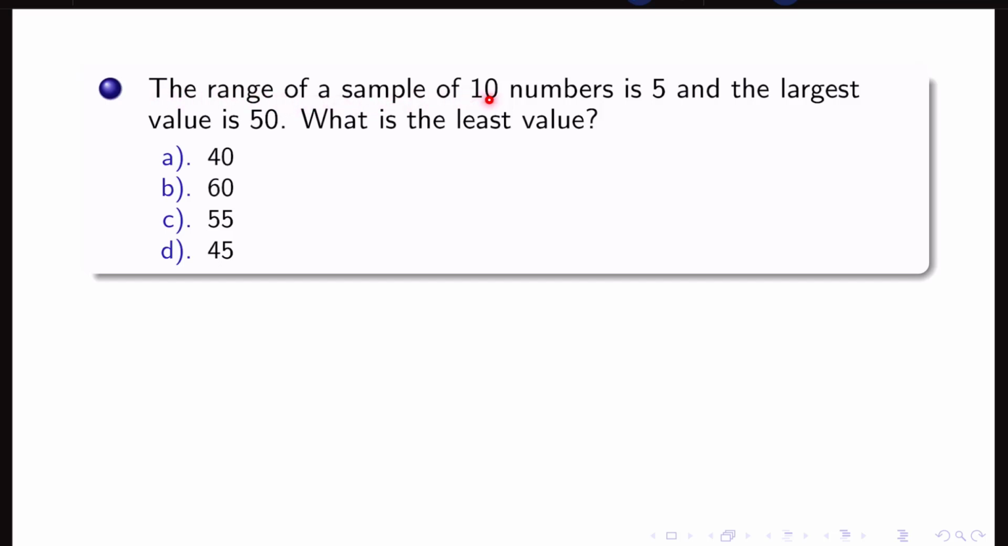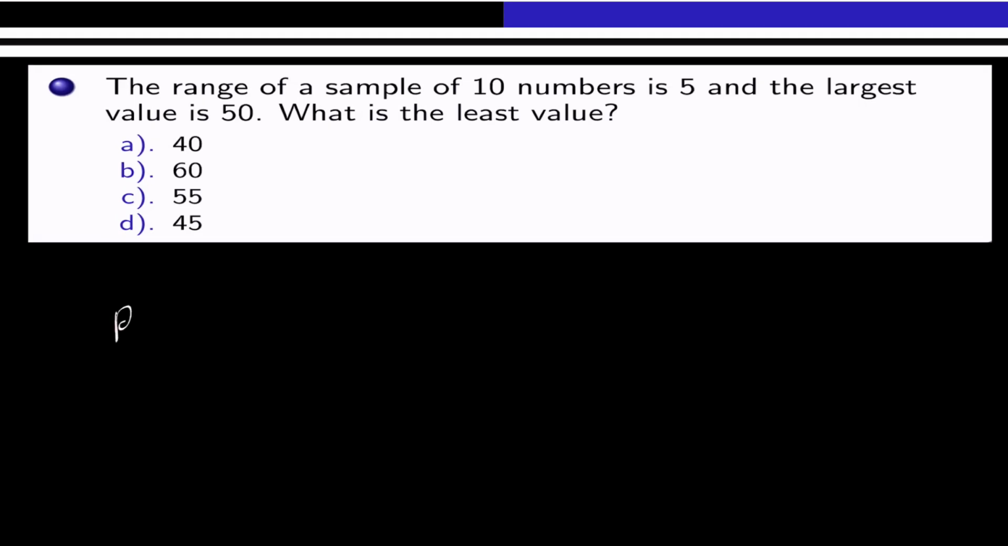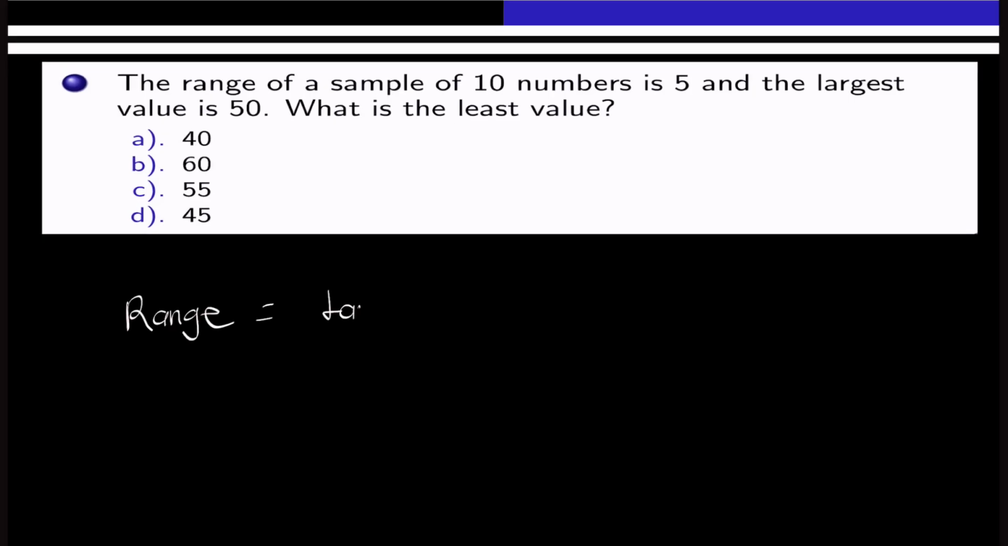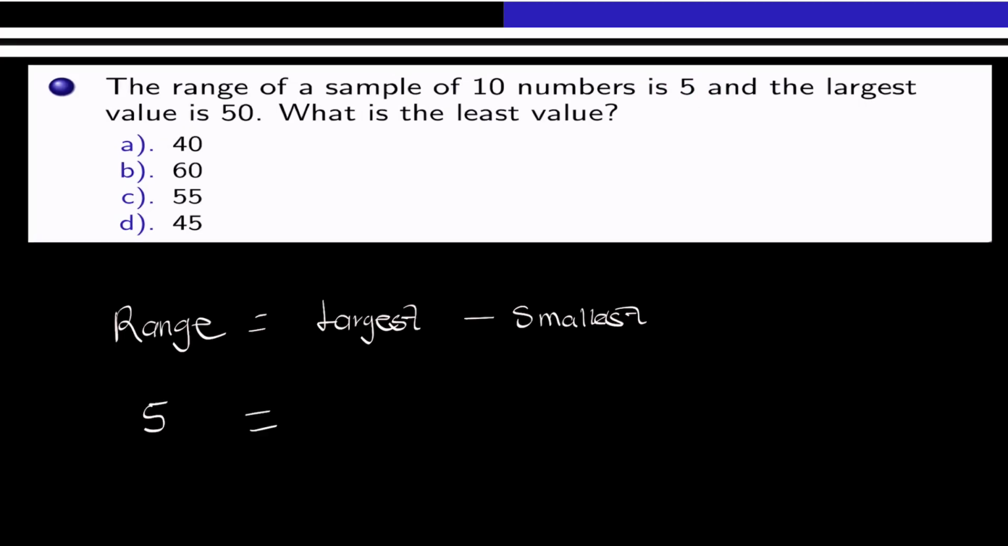The range of a sample of 10 numbers is 5, and the largest value is 50. What is the least value? Now here we need to know the definition of a range. So the definition of a range is the largest number minus the smallest number, right? So we just have to find the largest number and the smallest number. From the question, we know that the range is 5, right? So we are going to have this to be equal to 5. And we are also being told that the largest number is 50. So here is going to be 50.